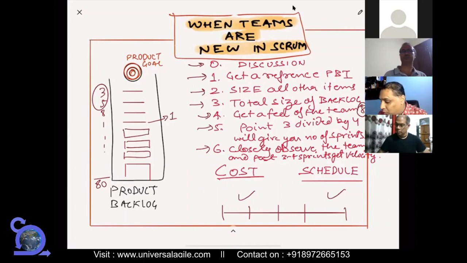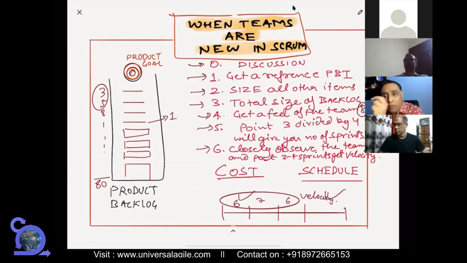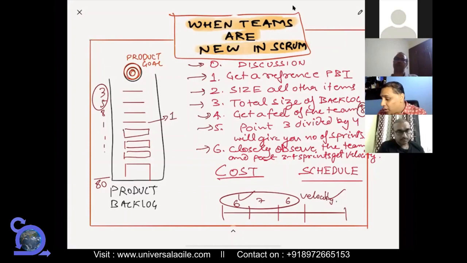So let's say they are able to do 6 in the first sprint, they are able to do 7, and they are able to do 6 in the third sprint. Now, after 3 sprints, if you total it up and divide it by 3, do you think you can get the velocity? Yes, no, maybe? Yeah. Now, this is more you have learned from what you have observed. Again, you have leveraged that principle.